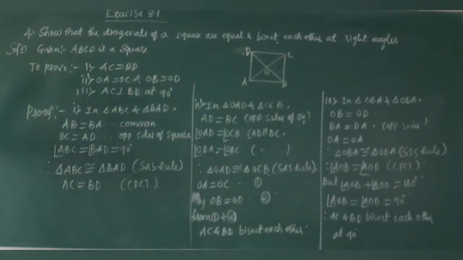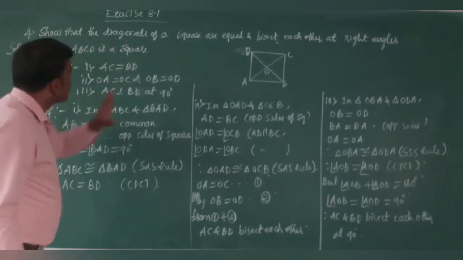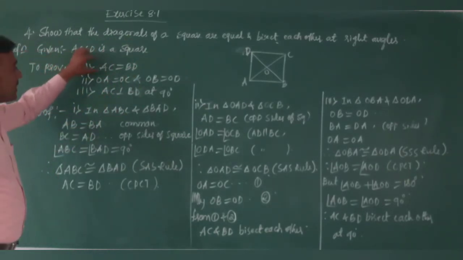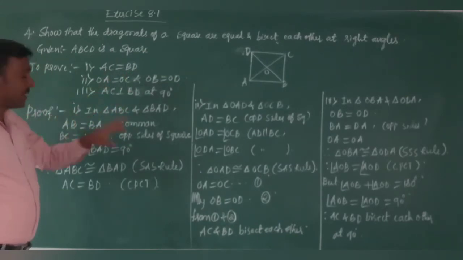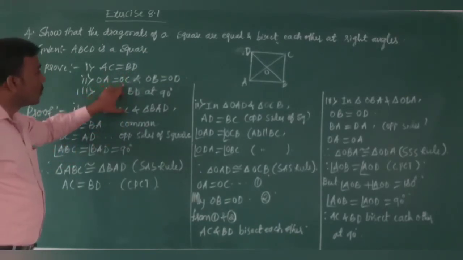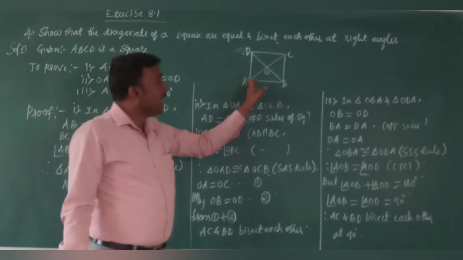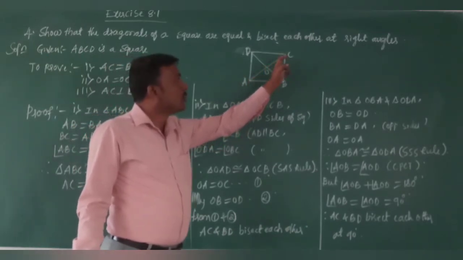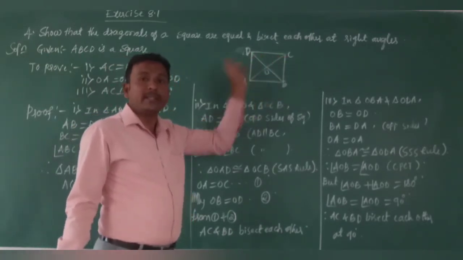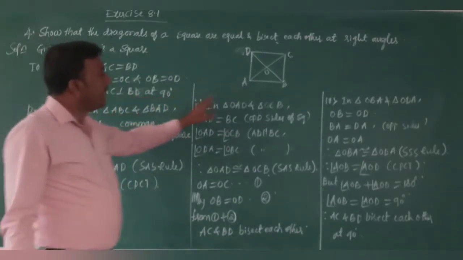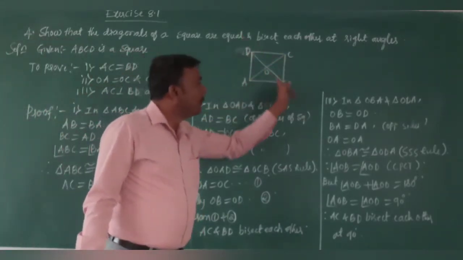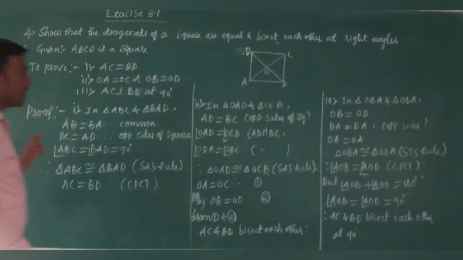We need to prove. So it is given that ABCD is a square. To prove, first condition AC is equal to BD, the diagonals are equal. Second condition is OA is equal to OC and OB is equal to OD, diagonals bisect each other. This is the second condition we need to prove. Third one, AC is perpendicular to BD at right angles. AC and BD are perpendicular to each other.